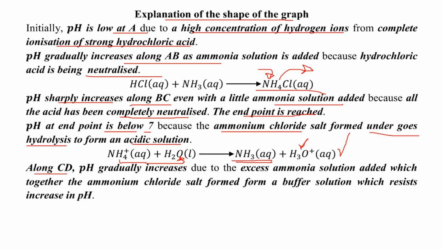So we explain along CD. Along CD, just like I explained, we are going to be having excess of the ammonia and also the salt which is being formed, which together they form what we call a basic buffer. So pH gradually increases due to excess ammonia solution added, which together with the ammonium chloride salt formed, they form what we call a buffer solution. Or you can be more advanced by saying they form a basic buffer solution. Now the solution which is being formed, just like buffers do, resists the increase in pH. That's why the increase is gradual.